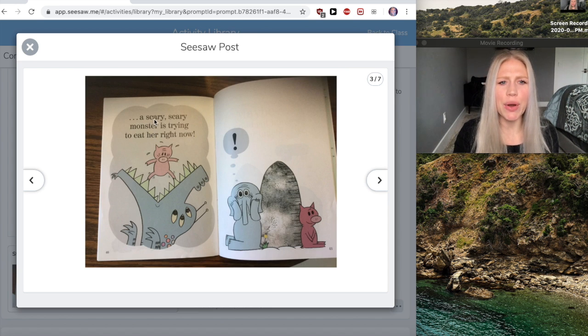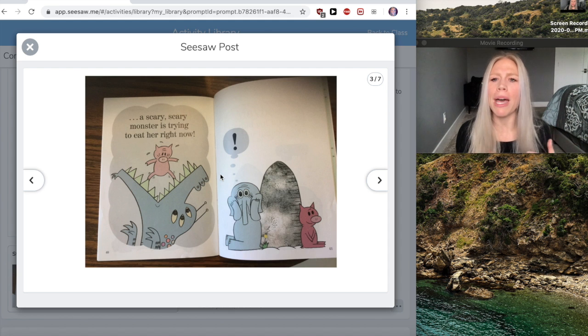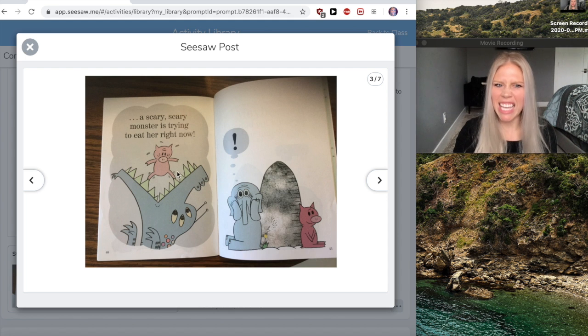A scary, scary monster is trying to eat her right now. Okay, I'm going to try that a little better because I need to use a scared voice. That's scary. It said scary. Ready? A scary, scary monster is trying to eat her right now.